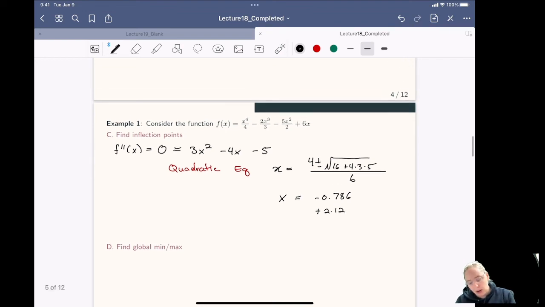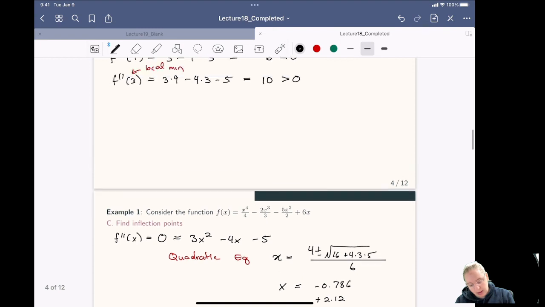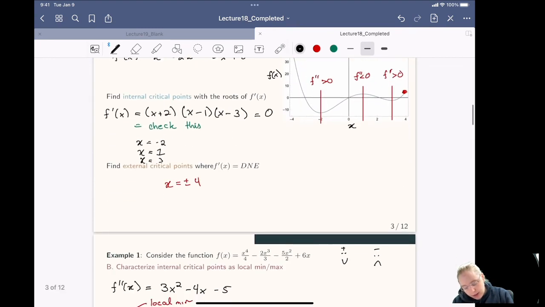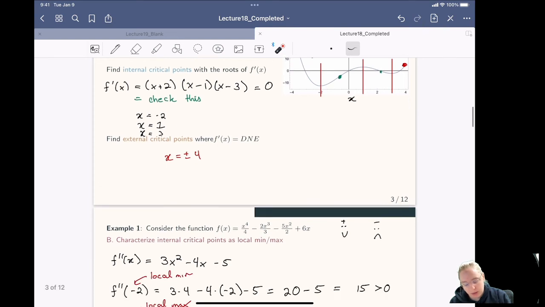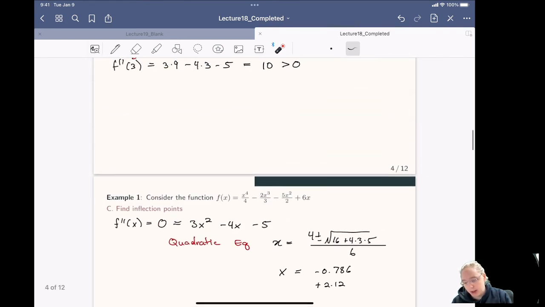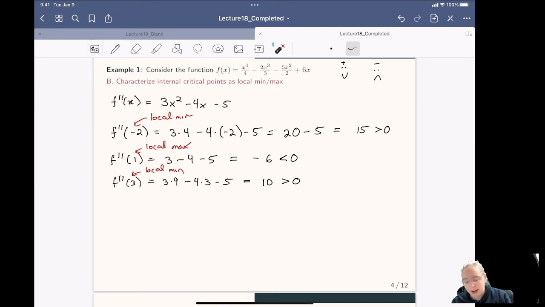All right, so let's go look back at our figure and see if those look like inflection points. So if I go back up here at negative 0.786, that is going to be just slightly to the right of negative 1, and you can see that we have a curvature here that is concave up, and we have a curvature here that is concave down, so we do indeed have an inflection point around there. All right, the other inflection point is at 2.12, which is going to be around here. And once again, we go from being concave down to concave up, so we do indeed see an inflection point around there. All right, so now we have found the internal critical points, the local maxima and local minima.